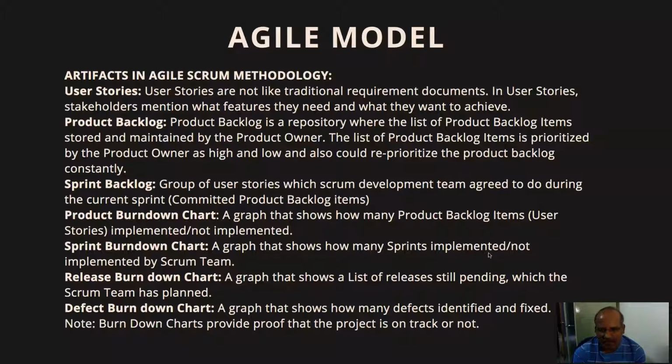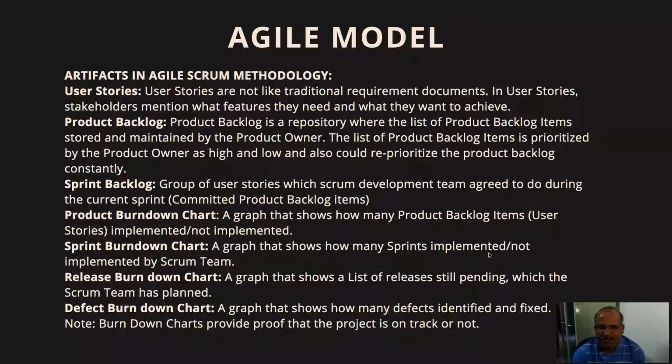Then the sprint backlog. What is the sprint backlog? A group of user stories which the Scrum development team agreed to do during the current sprint, right? So once you design a sprint, the sprint backlog contains the items that will be worked on by the Scrum development team for the current sprint. That is the sprint backlog.